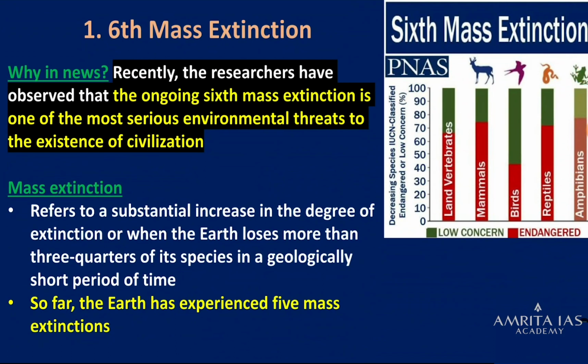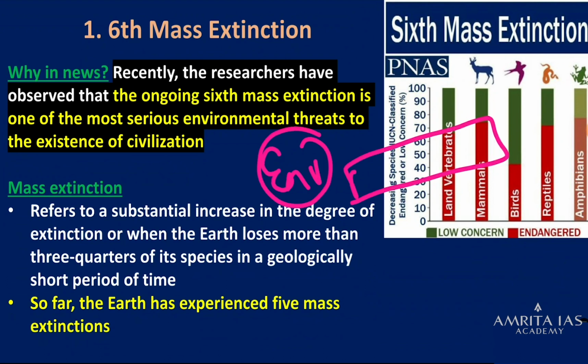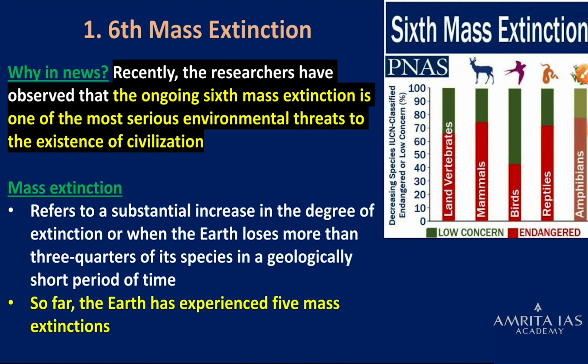So you all know the modus operandi, right? In the environment, the majority of the questions will be one-liners, unless they are very important, like the questions we have discussed. But for example, what is the sixth mass extinction, in which context it is being discussed, that type of question is important. So till now, we have experienced 5 mass extinctions, right?